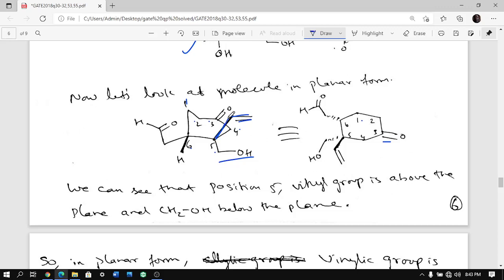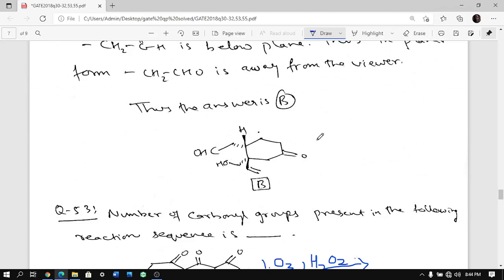Because this was above the plane, it is towards the viewer, and this was below the plane, so it is away from the viewer. Similarly, this exo H is towards the viewer, which I have not shown because you need not show hydrogen. And this one is below the plane, or rather endo, so it is away from the viewer in the product also. So that's the answer. The answer is B.